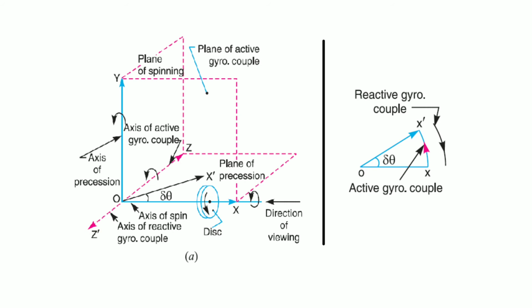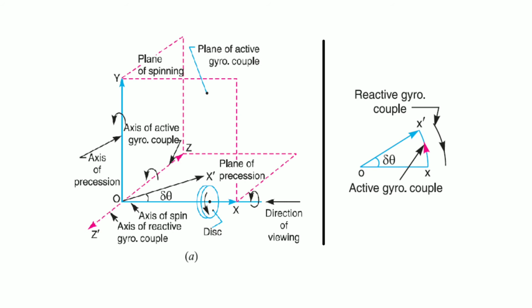So this y axis is known as the axis of active gyroscopic couple, and the y axis is also known as the axis of precession, because the axis of spin is rotated through this angle about the y axis. So it is known as the axis of precession. This OXZ is known as the plane of precession, and this is the direction of viewing.